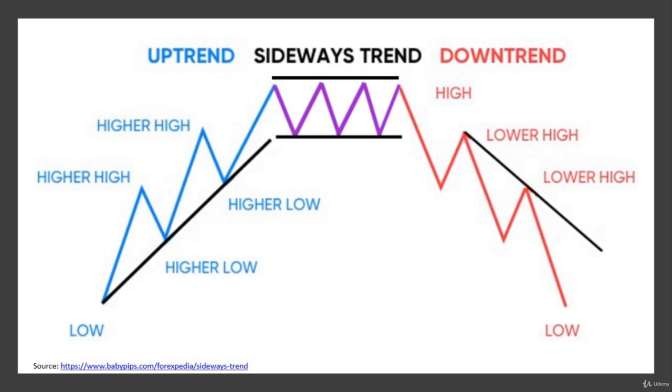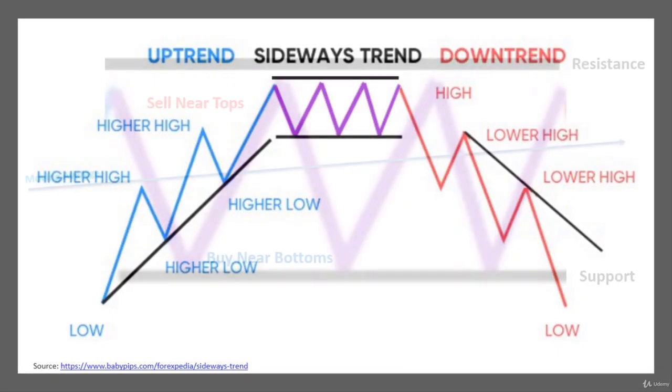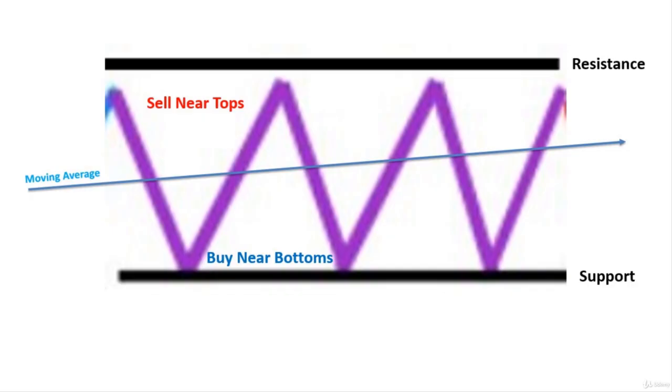If we look at this image here, you can see a definite uptrend in the blue and a definite downtrend on the right. And then we see the sideways trend in the middle, where it's bordered between the top and the bottom. Using things like chart analysis, we can identify that it's a channel and we can sell near the tops of this channel, for example, or buy near the bottoms of the channel. This is our resistance and support lines that we've drawn above and below these prices.